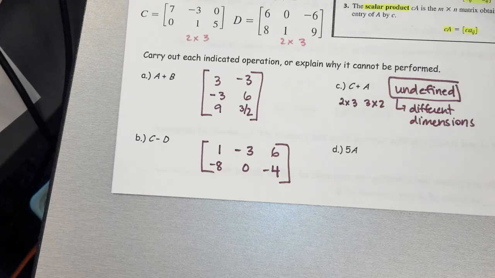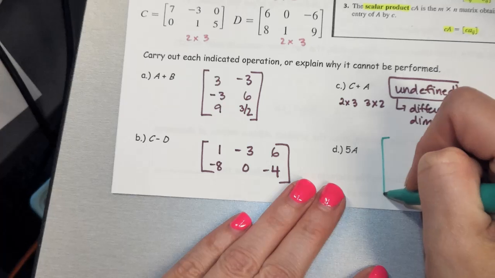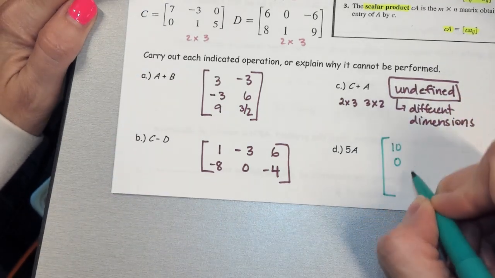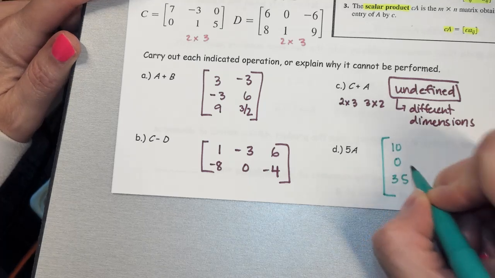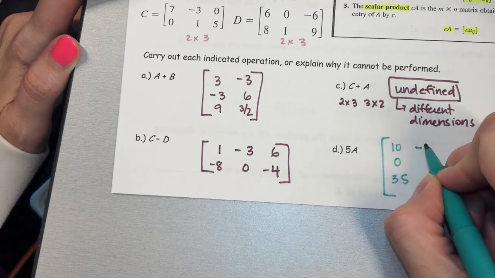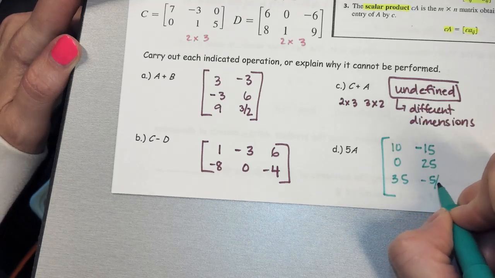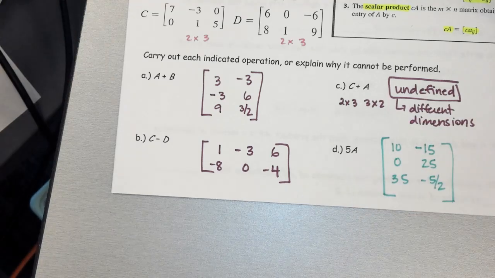Okay, and then 5A. All we have to do is distribute. So 5 times 2 is 10, 5 times 0, 5 times 7, 5 times -3, 5 times 5, 5 times -1/2. Right? So that's kind of easy peasy lemon squeezy, am I right? That's what you guys were thinking? Yep. All right, let's keep on keeping on.